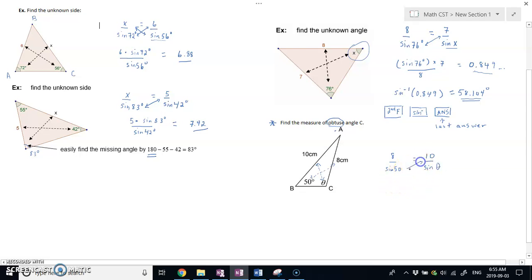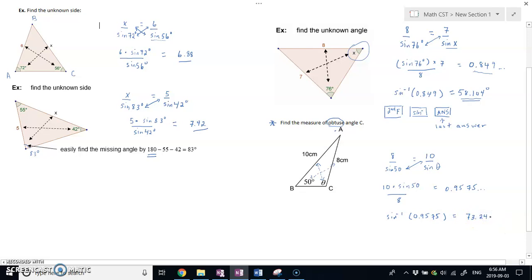If I cross multiply the two things I have and divide by the lonely one, I end up with sine of theta being 10 times sine 50 divided by 8, which is 0.9575, etc. And I'll just leave that on my screen and do what we did above with the second function, sine button, ANS, and that is 73.24. Now, this is a bit of a problem.